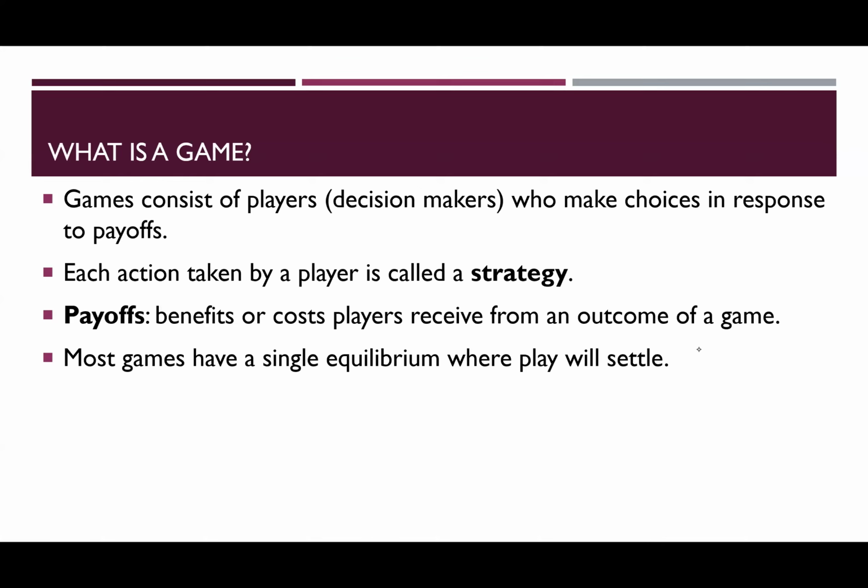Right. So what is a game? The most simple game is going to have two players, two decision makers who make a choice in response to payoffs, right? They each make their own choice. The choice that a player takes, or we call it an action that they take, is called a strategy. And then the payoffs are the benefits or costs that a player receives from an action, right? And thus the outcome of a game. And then most games we're going to see will have a single equilibrium where play settles, but that's not always true. There can sometimes be games with no equilibrium, or as we'll see, games with a mixed equilibrium.